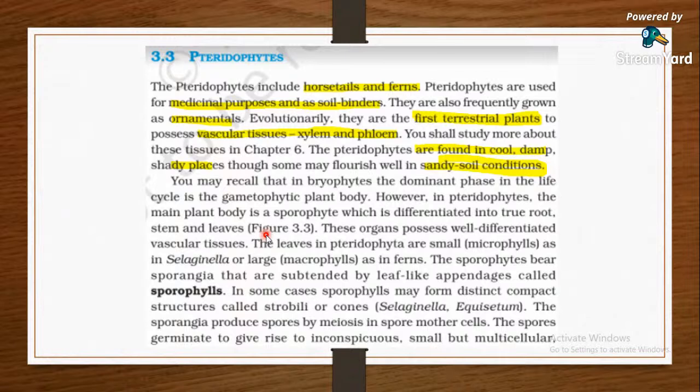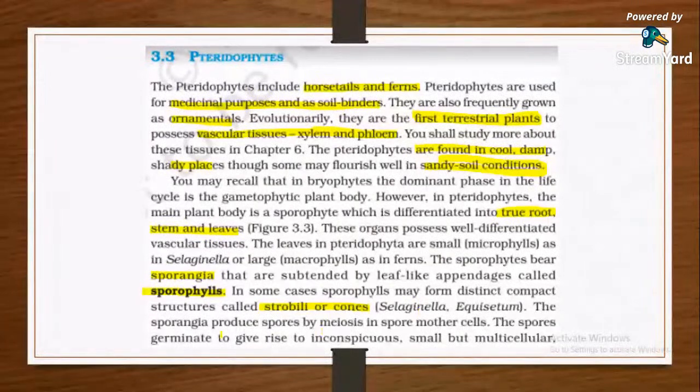It is differentiated into true root, stem, and leaves. They possess organs well differentiated with vascular tissue. The leaves of Pteridophyta are small as in Selaginella or as large as in ferns. The sporophytes bear sporangia that are subtended by leaf-like appendages called sporophylls. In some cases, sporophylls may form distinct compact structures called strobili or cones, as in Selaginella and Equisetum.